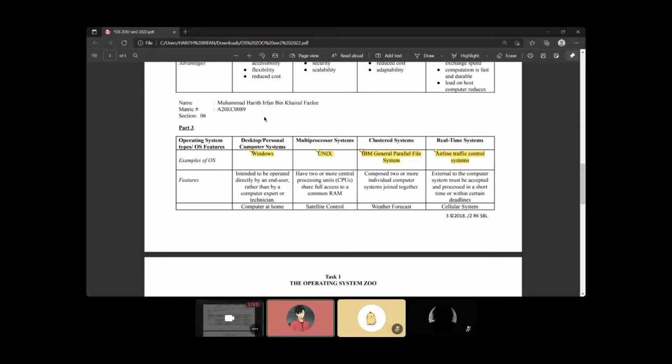Okay, for part 3, I'm in charge of this part. So for example of OS, there is a bit of adding for desktop, which is this one. You can read Mac OS and Linux. So for multiprocessor system, I only add Windows. And for clustered system, this one is not the operating system for clustered system.